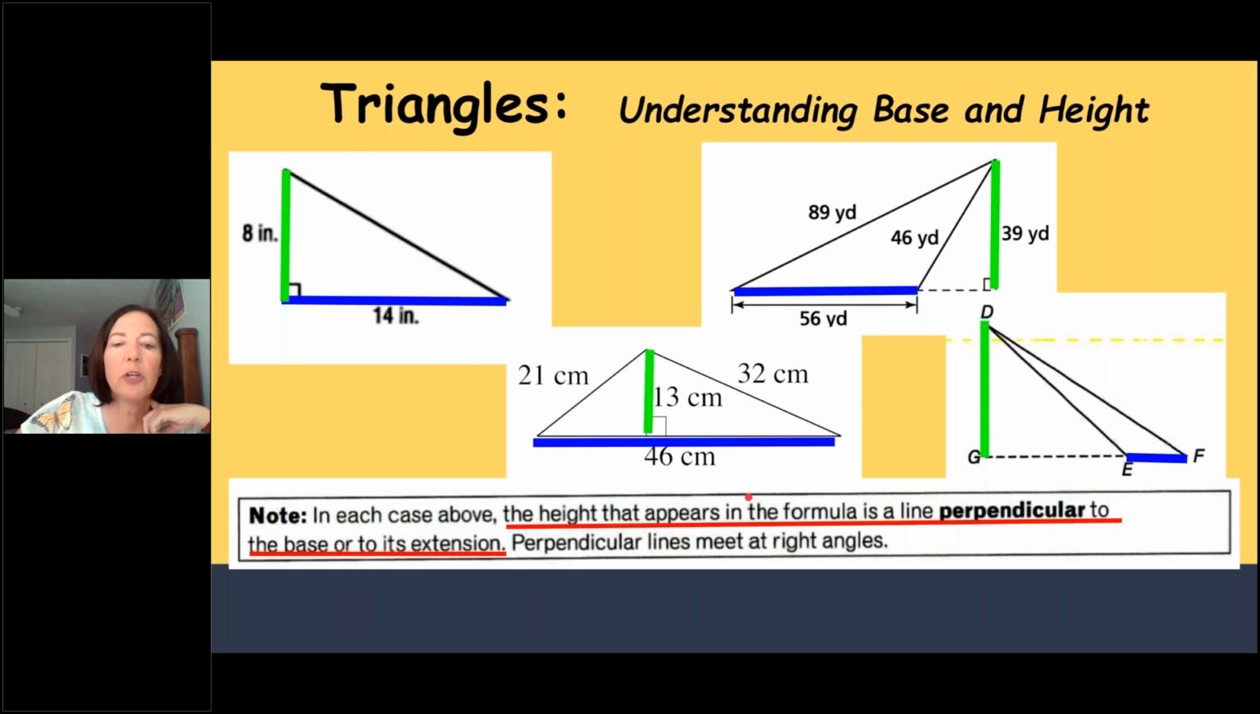So let's talk about our note again. It said in each case above, and in all cases when we're calculating the area, the height that appears in the formula is a line perpendicular to the base or its extension. And they remind us perpendicular lines meet at right angles. So we're going to use this same idea when we're looking at the parallelograms and trapezoids as well.